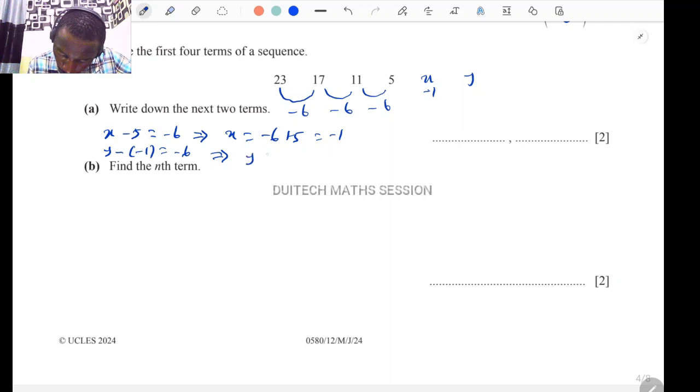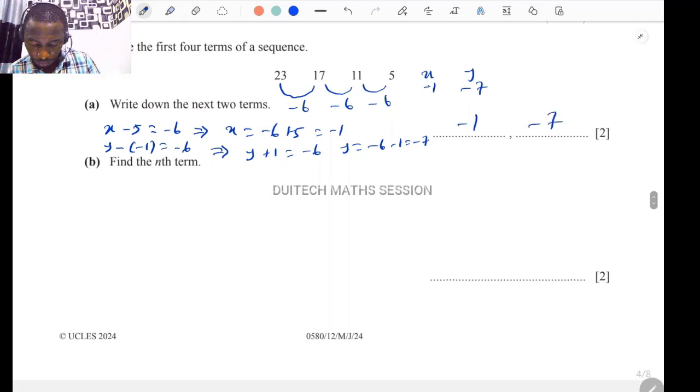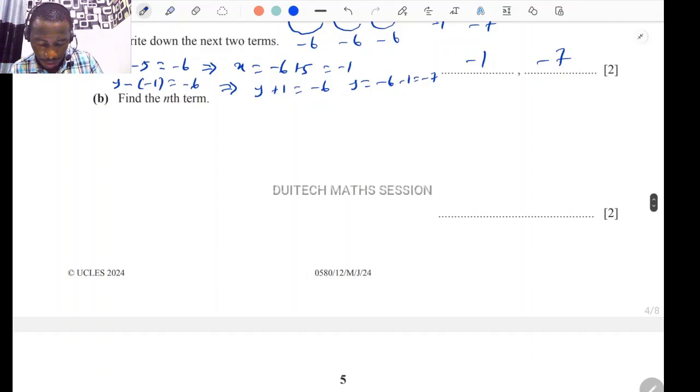Y plus 1, which is equal to what? Minus 6. So y is equal to minus 6 minus 1, which will give us minus 7. Equal to minus 7. So here I have minus 1, minus 7. They say we should find the nth term.